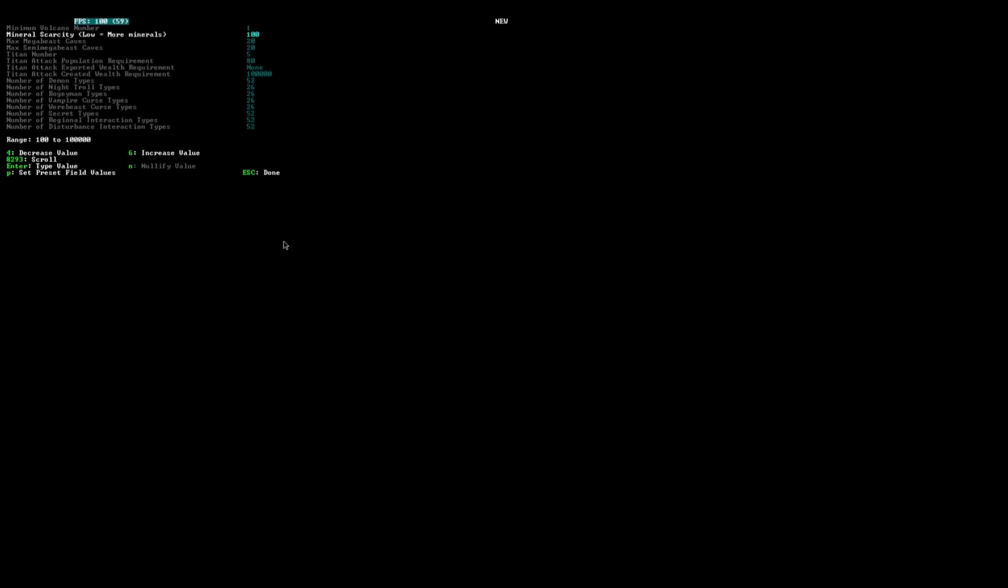Next, we have the night troll types. This is the different number of night trolls that will generate or exist in the world. And night trolls, they're supernatural monsters. They like to kidnap different beings and stuff.